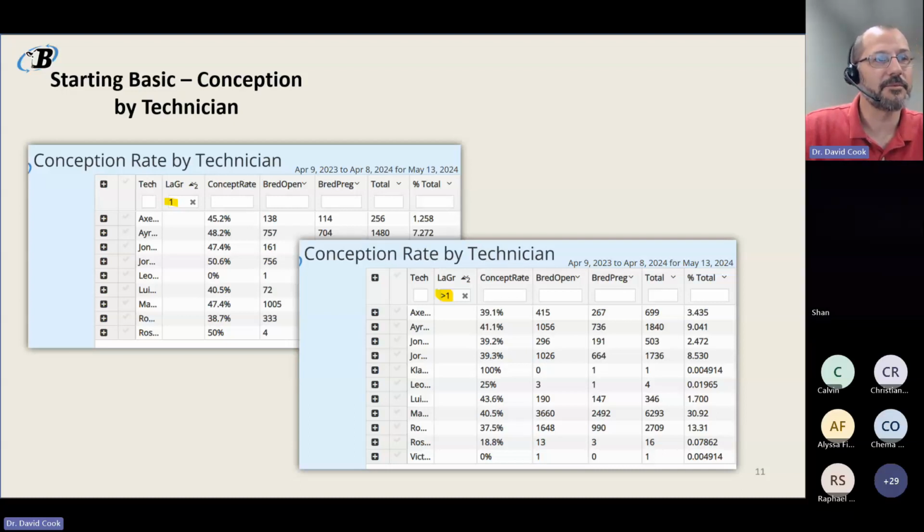But if I just want to separate this out, depending upon how I have different technicians, maybe they breed equal amounts across all the different lactation groups, maybe they don't. Here I can use these quick filters to put in a 1, or greater than 1, greater than 2, whatever it is that you want, to be able to instantly drill down into that and see what the differences are between the different technicians split up into those different lactation groups.